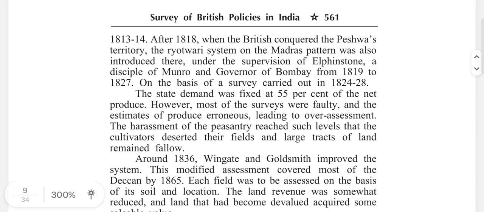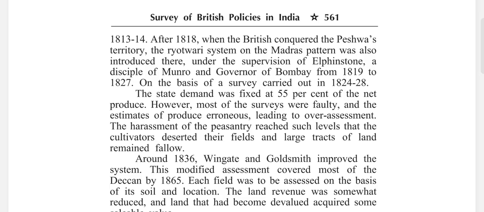After 1818, when the British conquered the Peshwa's territory, the ryotwari system on the Madras pattern was also introduced there, under the supervision of Elphinstone, a disciple of Munro and Governor of Bombay from 1819 to 1827. On the basis of a survey carried out in 1824-28, the state demand was fixed at 55% of the net produce. However, most of the surveys were faulty, and the estimates of produce erroneous, leading to over-assessment.